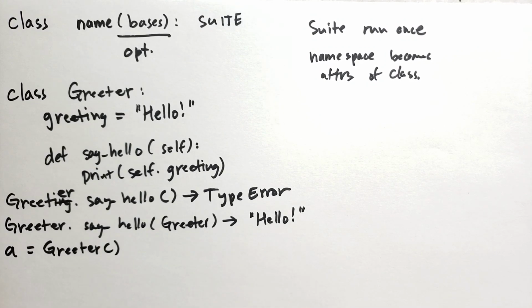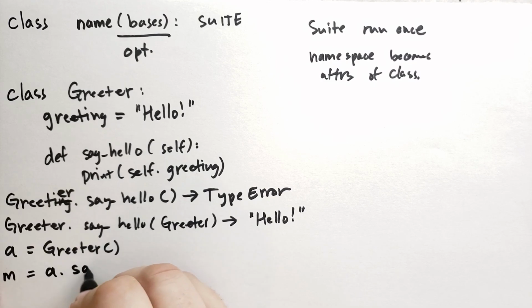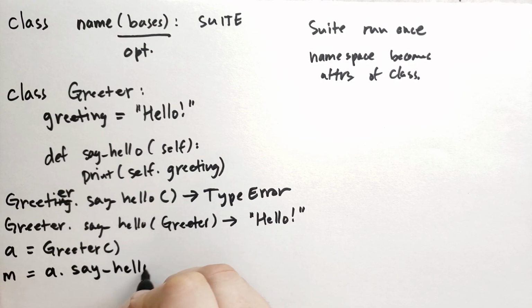Okay, and I'm gonna do it this way just to kind of confuse you a little bit, but to really help you understand what's going on. We're gonna say m is equal to a.say_hello. What I'm really doing right now is deprogramming some of the paradigms that you're used to in other object-oriented programming languages. I'm teaching you what Python's actually doing.